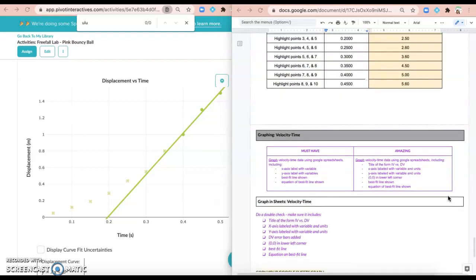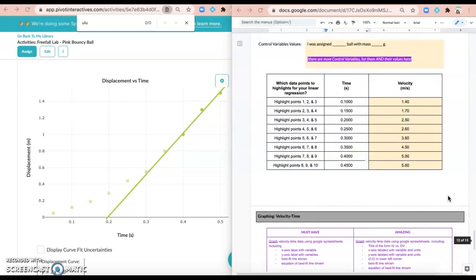Okay, next up, you're going to go into graphing this velocity time data. You're going to look at a second graph in this lab. Happy graphing!